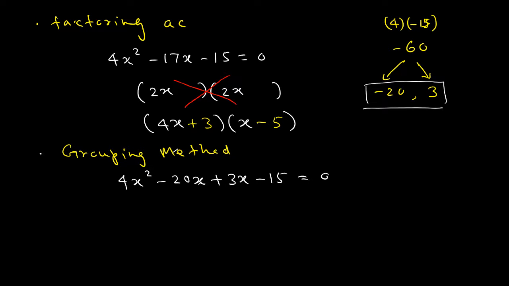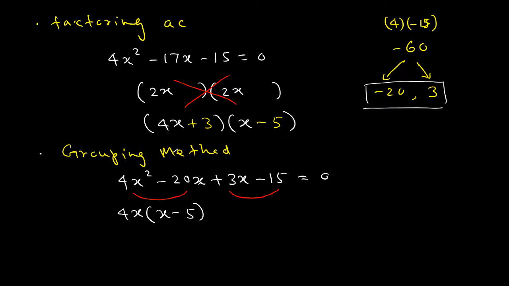And then what we can do is group them. So that's what we call the grouping method. We're going to group the first two and the last two. So in the first two, what is the common term? The common term is 4x. So we can take the 4x out. So then you're going to say x minus 5.